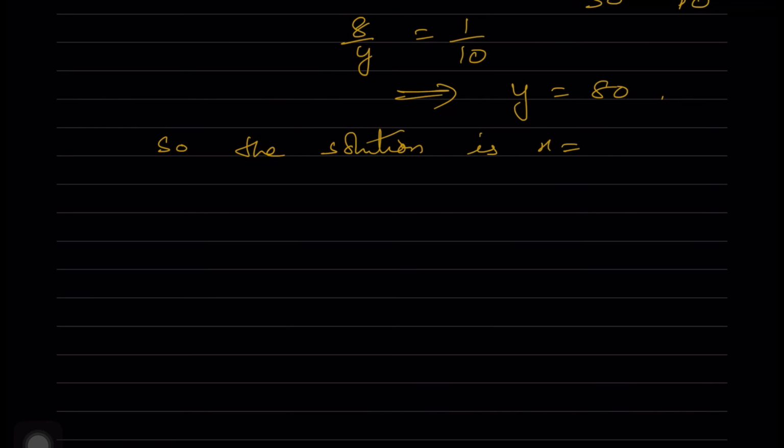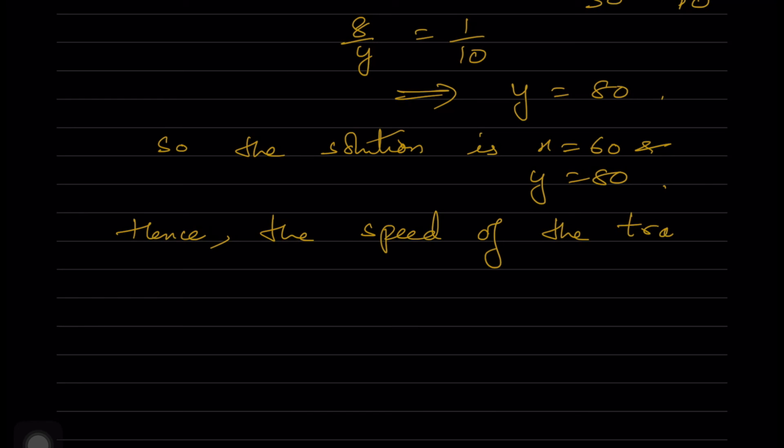So the solution of the equations 1 and 2 is x is equal to 60 and y is equal to 80. So the speed of the train is 60 kilometers per hour and the speed of the bus is 80 kilometers per hour.